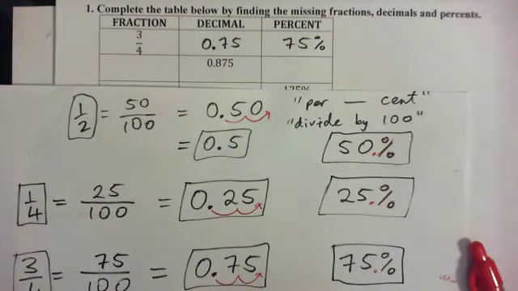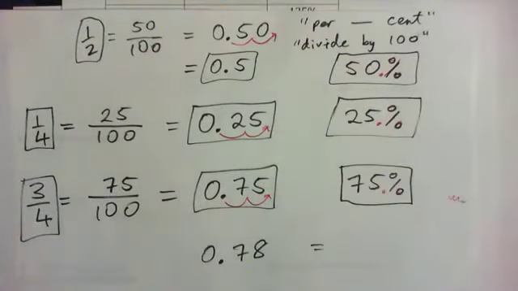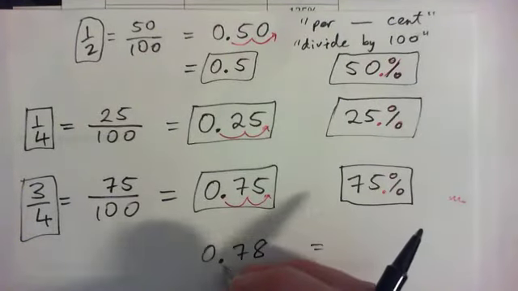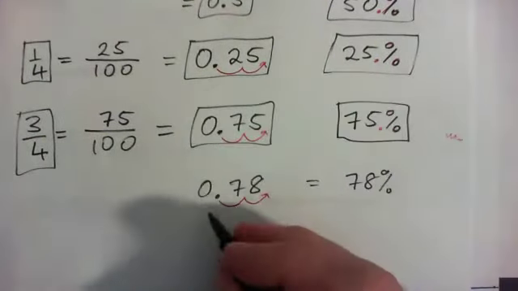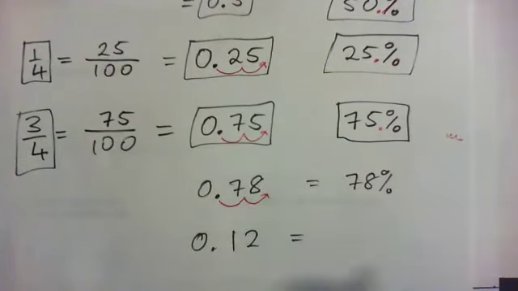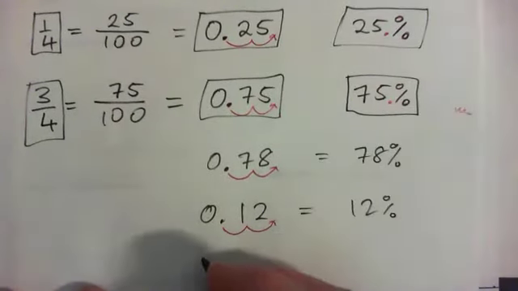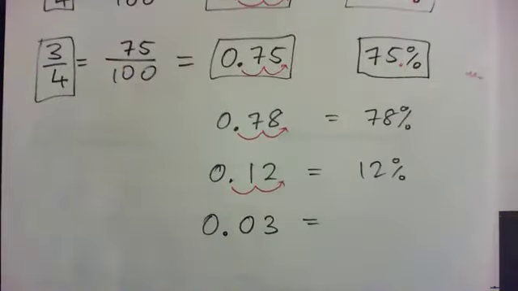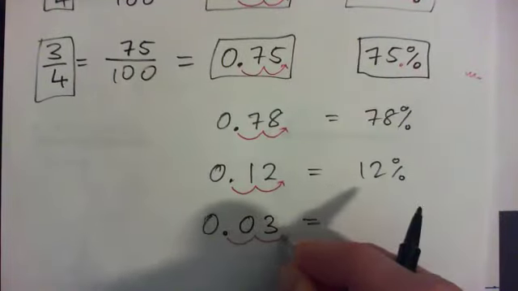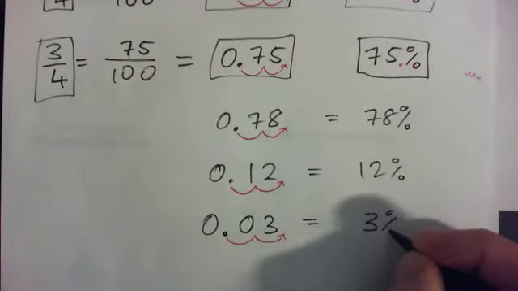So let me ask you this, how do you turn 0.78 into a percentage? Write that down real quick. Take the decimal point, move it over 1, 2 spaces to the right, now you have 78%, right? How about 0.12 as a percentage? Take the decimal point, move it over 1, 2 spaces to the right, now you have 12%. How about 0.03 as a percentage? Take the decimal point, move it over 1, 2 spaces to the right, and we have 3%, right?